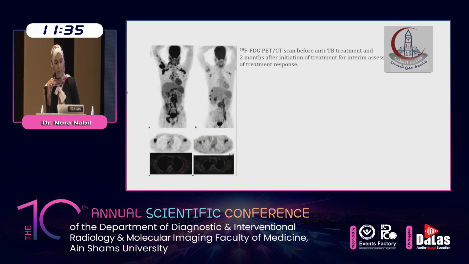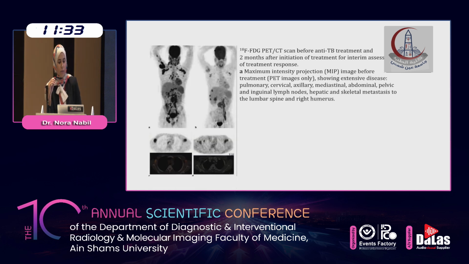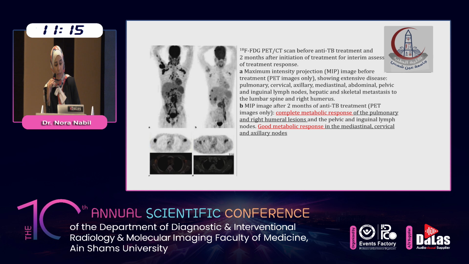Another example here, FDG PET-CT scan before anti-TB treatment and 2 months later after treatment. As you can see in picture number 8, the map here, we can see extensive disease, including the lymph nodes: axillary, mediastinal, hepatic involvement, pulmonary, abdominal, and inguinal lymph nodes. After treatment response, as we can see here, there is a complete metabolic response of the pulmonary and right humeral lesions and of the pelvic and inguinal lymph nodes.